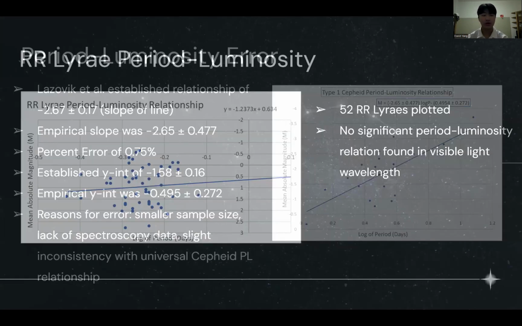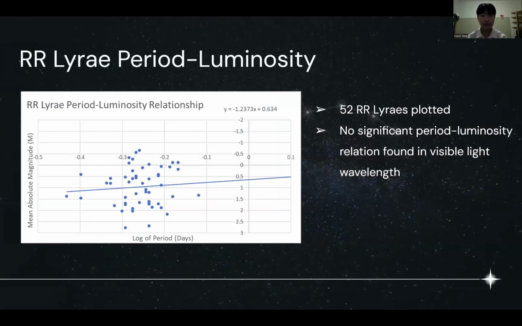Now moving on to our RR Lyrae variables. We also attempted to do the same thing at establishing a period luminosity relationship between the log of their period and their absolute magnitude. However, as you can see here, there really wasn't a great correlation between period and absolute magnitude like we had with the Cepheids, at least in the visible light wavelength, which is what we were observing.